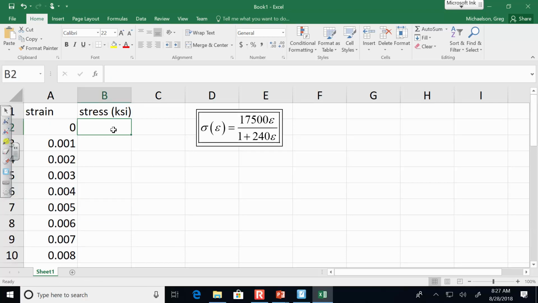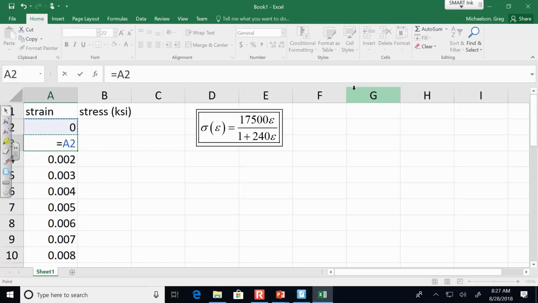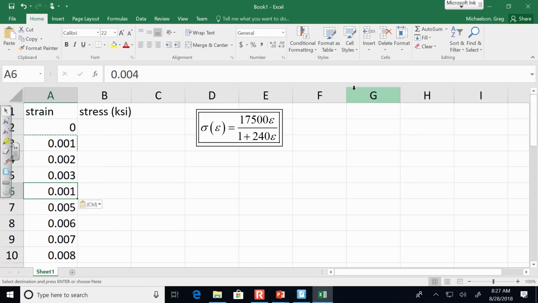Okay. So there's my strain values, which, by the way, when you're doing a stress strain curve, make sure to always have a value at 0. That might be something to mention on the homework. I'm not sure if the homework had a value at 0. Another way you can do that is you can say equals the top cell plus 0.001 and just copy that down. It doesn't really matter.